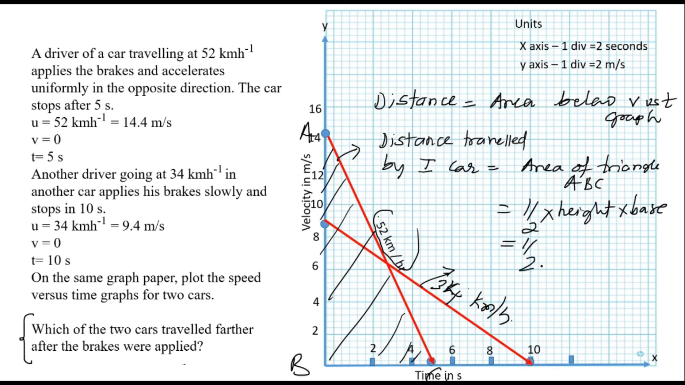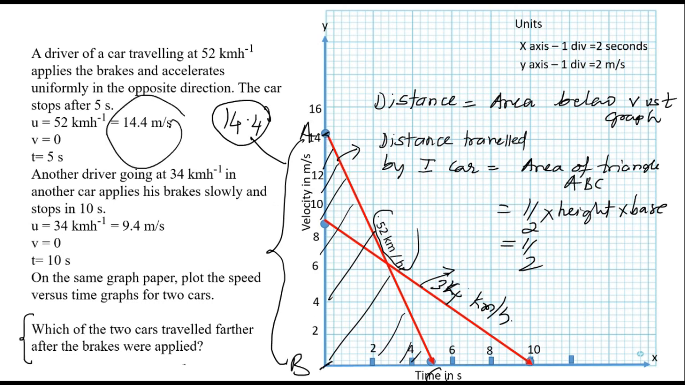That is equal to half. And what is the height here? So have your attention here. Height is the length of AB. And what is the length of AB? The length of AB is 14.4 meters per second. So we can consider it as 14.4, right? From here to here it is 14.4.